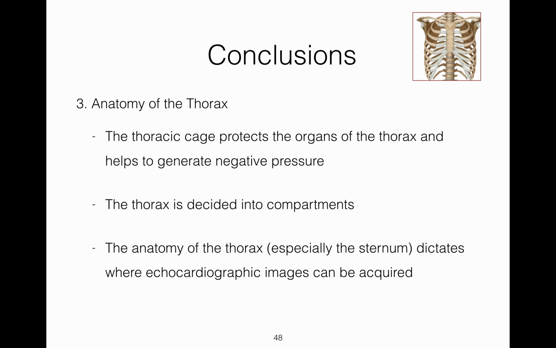The thoracic cage protects the organs of the thorax and helps to generate negative pressure. The thorax is divided into compartments. The anatomy of the thorax, and especially the sternum, dictates where echocardiographic images can be acquired from.